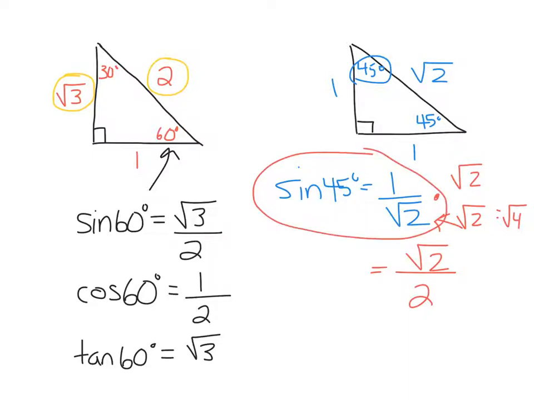But sine 45 equals 1 over root 2, and I just switched that to root 2 over 2 so I didn't have a radical in the denominator. Okay, so anyways, back to special triangles. You can use them to evaluate the three trig ratios without a calculator.